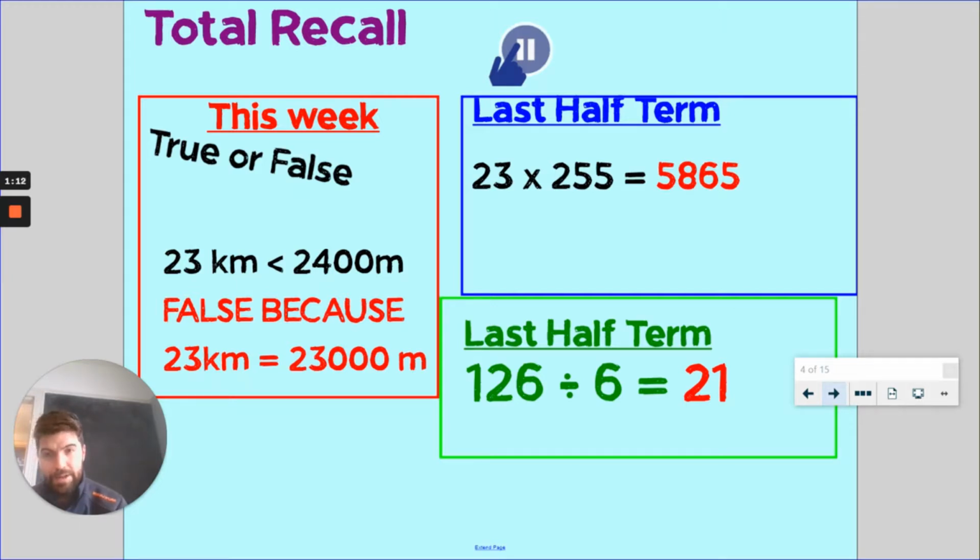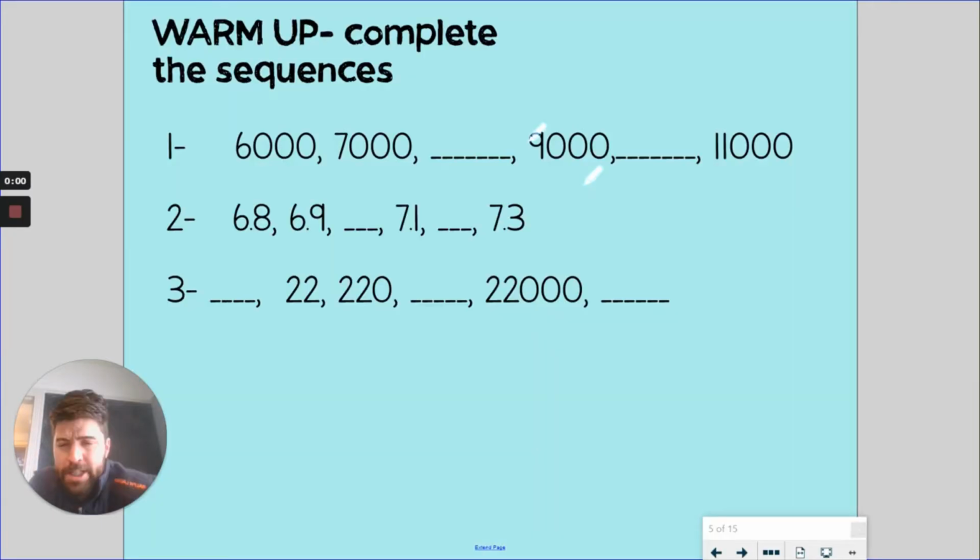The symbol would need to be the other way around, showing that 23 kilometres is much greater than 2,400 metres. The answer to the multiplication was 5,865, so you needed to multiply 255 firstly by 3 and then by 20. And then the third one, the division, the answer to 126 divided by 6 is 21. So we're going to get ready by using these skills here by completing these sequences. So have a look at the sequences and try and work out what's happening each time, what's changing in the numbers.